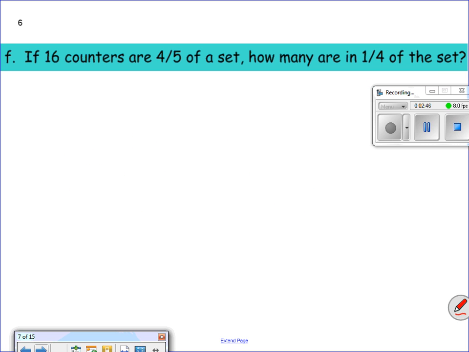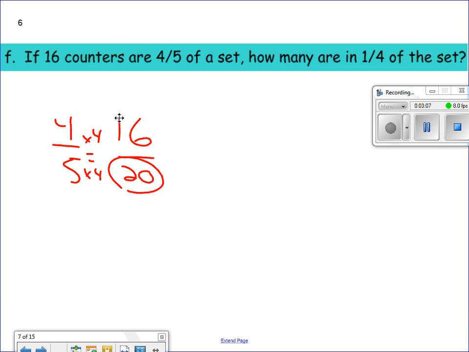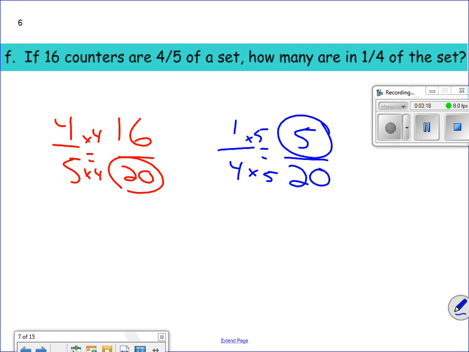If 16 counters are 4/5 of the set, how many is 1/4 of the set? So 16 counters is 4/5. So 16 is my numerator because it's not the whole set, right? I'm going to put 4/5 into 16 times 4 gives me 20. So 20 is my set. So 20 is my denominator because that's what my set is. But I want to find out what 1/4 is. Times 5 gives me 5. 1/4 of my set is 5.